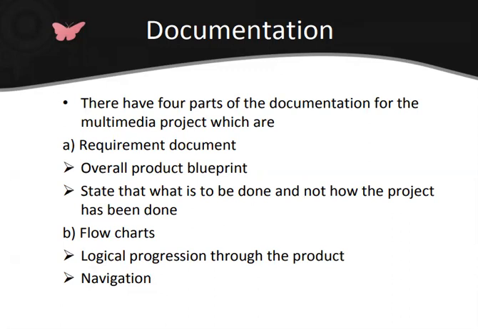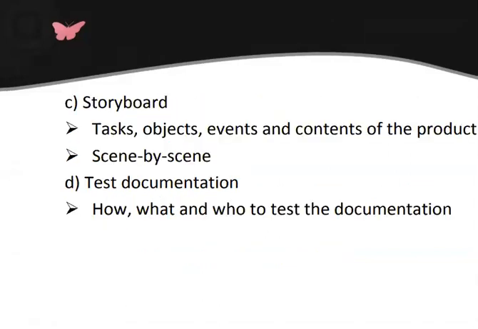Okay, so there are 4 parts in the documentation of a multimedia project. You have the requirements document: what are the requirements, what is the blueprint of this multimedia, what has to be done, and how the project will be done. And then you need the flow chart, the logical representation, the logical progression of this product, and also the navigation. And you need the storyboard, which consists of the tasks, the objects that you have used, the events that you have used, the contents of this product, and the scene by scene scenario.